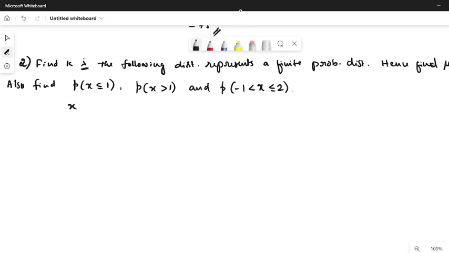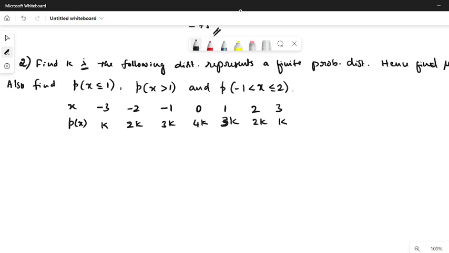So here x, here the values of p of x. X values are minus 3, minus 2, minus 1, 0, 1, 2, 3. P of x values are k, 2k, 3k, 4k. Okay, it is again 3k, 2k, k.